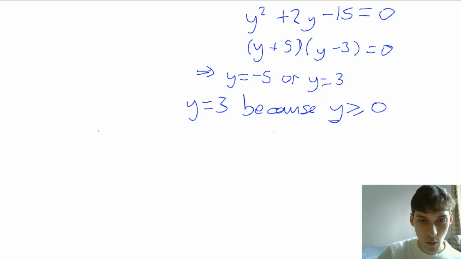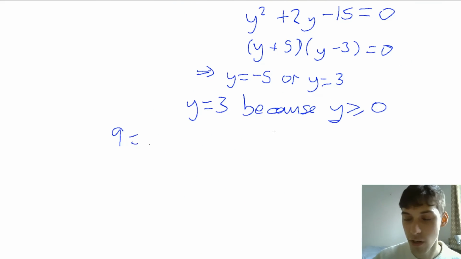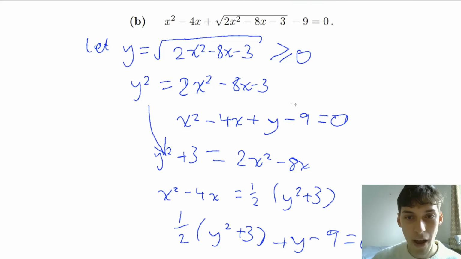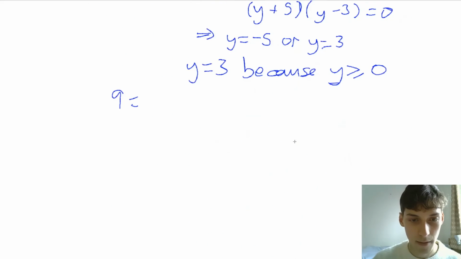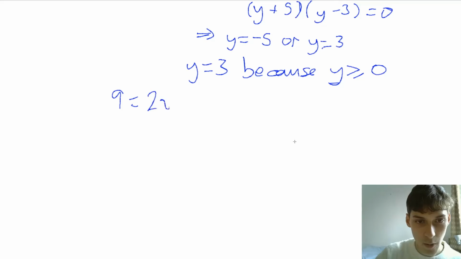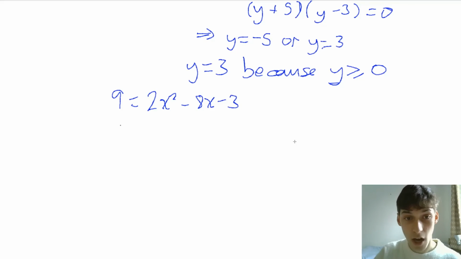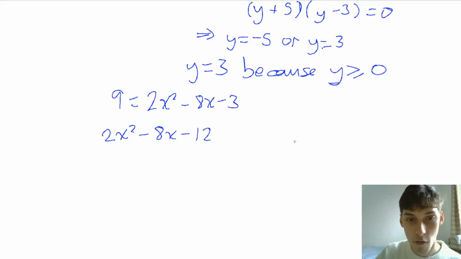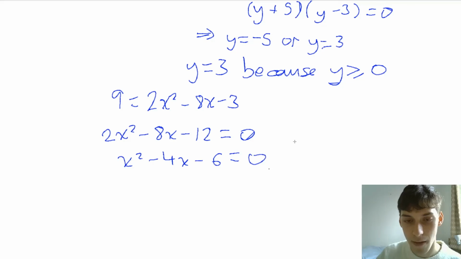So we have y squared, which is 9, is equal to 2x squared minus 8x minus 3. Let's copy that down. 2x squared minus 8x minus 3. Let's group the terms. So we have a quadratic here: 2x squared minus 8x minus 12 is equal to 0. And we want the coefficient of the x squared to be 1 potentially. So let's say x squared minus 4x minus 6 is equal to 0.